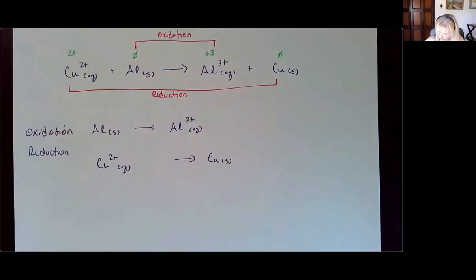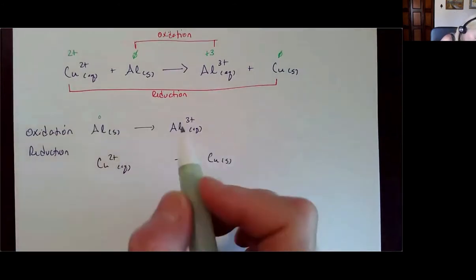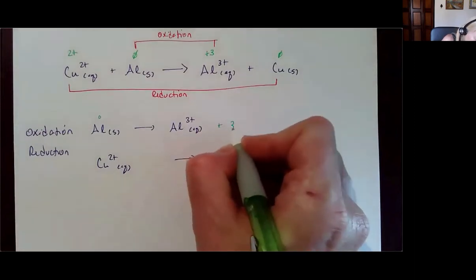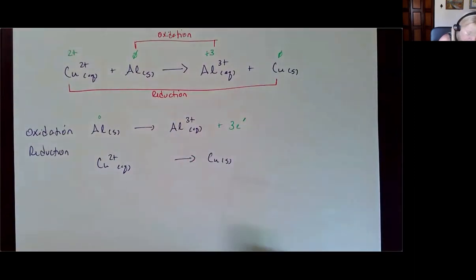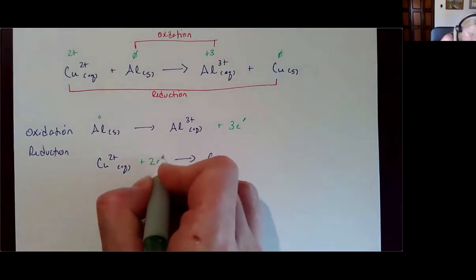So I'm going to separate them into half reactions, and I'm going to balance my mass. I have one of these to one of these, one of these to one of these. My mass is balanced. I'm also going to write in the electrons. Aluminum, to go from 0 to +3, had to lose 3 electrons. For copper to go from 2+ to 0, it would have had to gain 2 electrons.